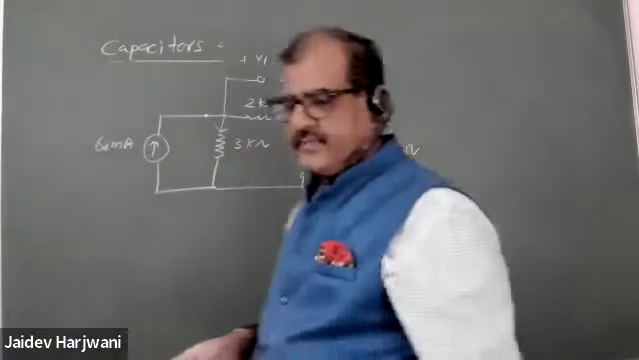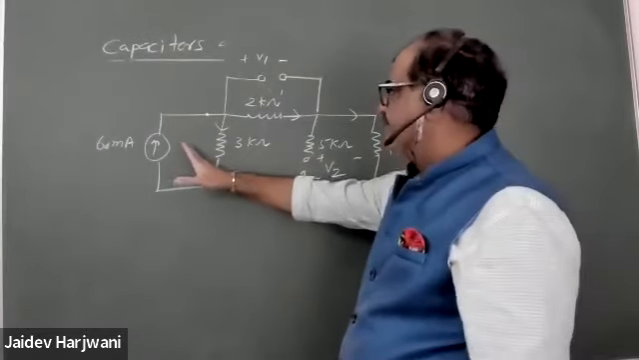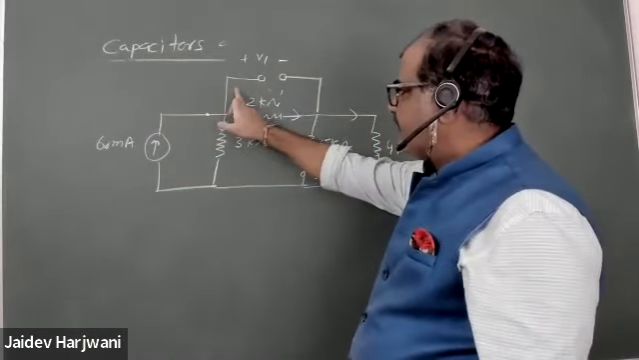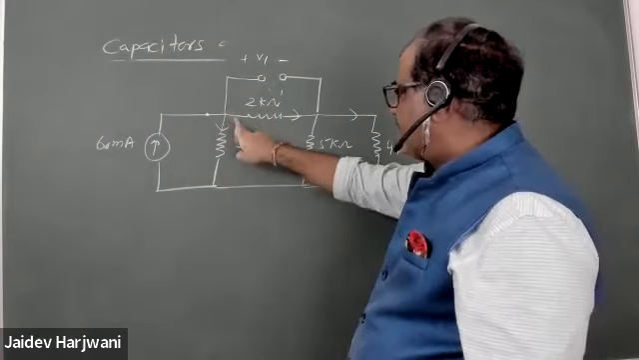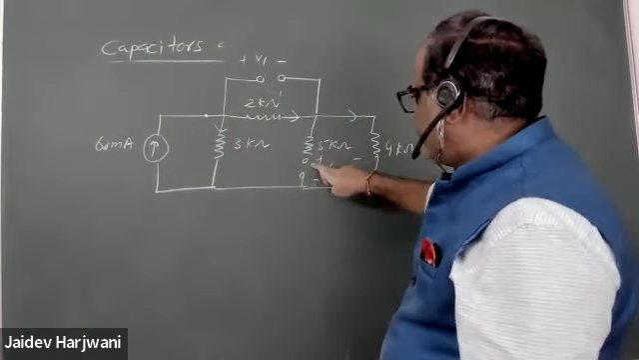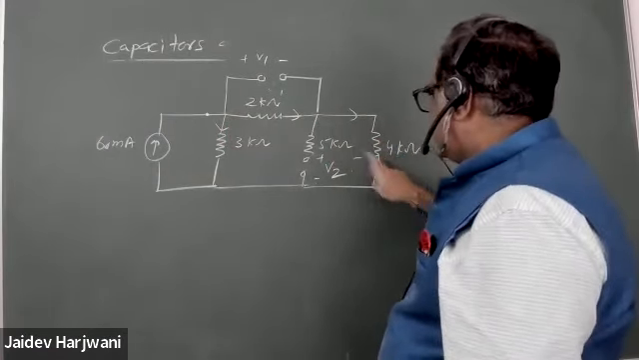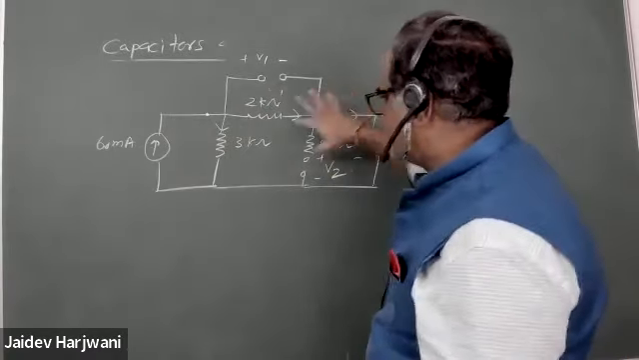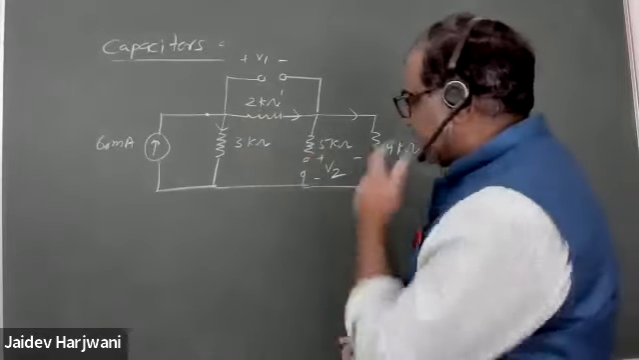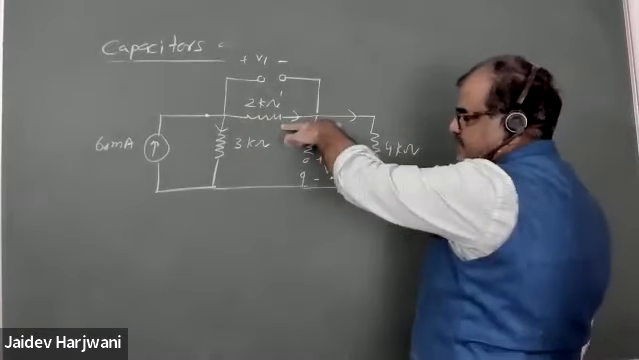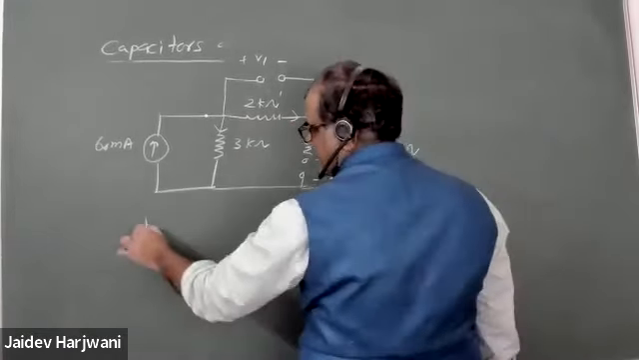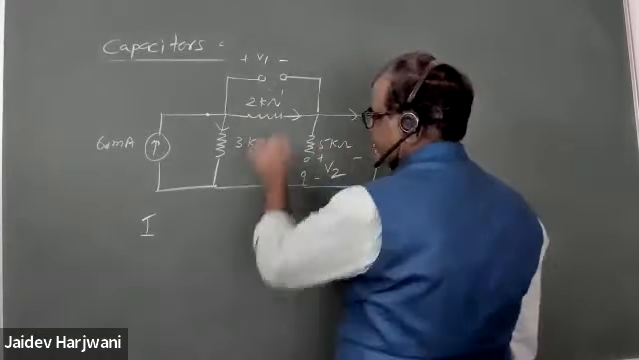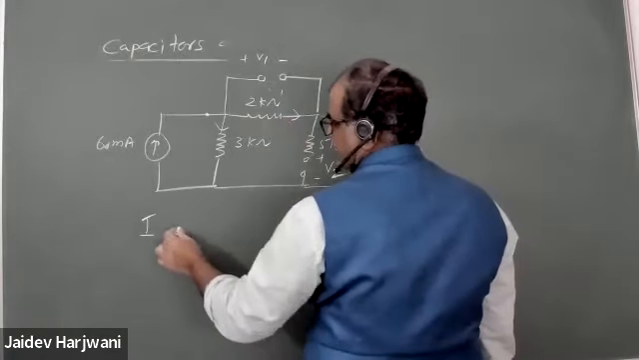If this point is clear, 60 milliampere current is coming. This is open, so no current will go here. Current will go here, and current will go here. It will not go here. It will come simply here. Now these two are in series, and this series combination is parallel to this one. So I can apply current division. I need the current in this branch.